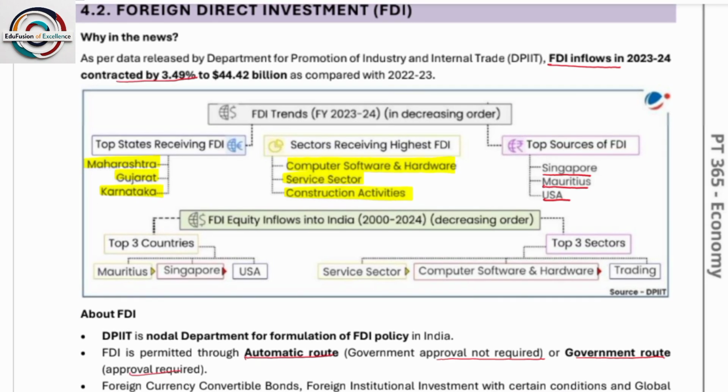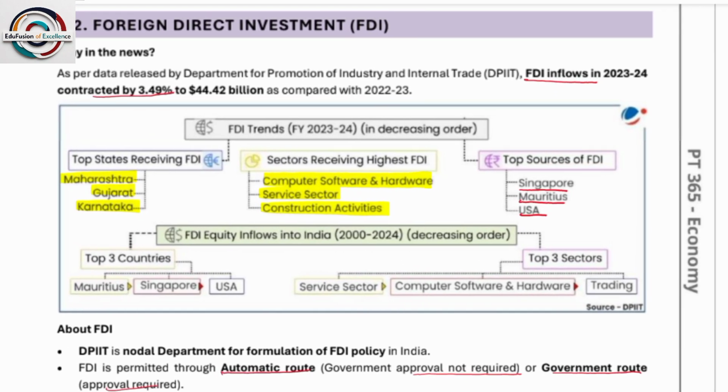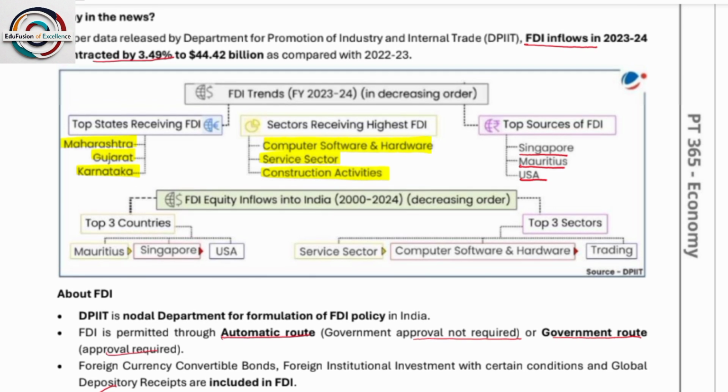Now, what is FDI? FDI, FII, FPI, I hope all of you have a clear understanding of these. FDI stands for foreign direct investment, FPI stands for foreign portfolio investment, and FII stands for foreign institutional investment. If you don't have a clear idea about this, please clarify it. The FDI inflows in 2023-24 contracted by 3.49%.